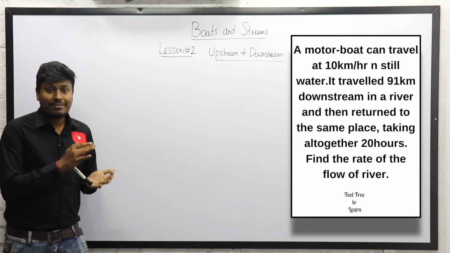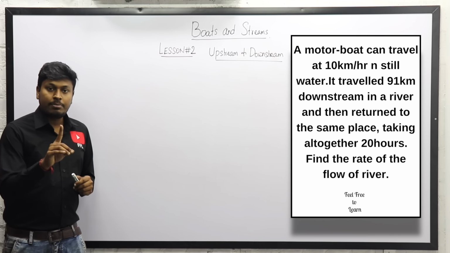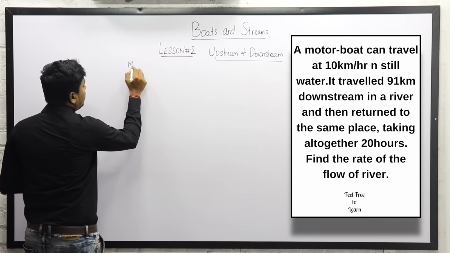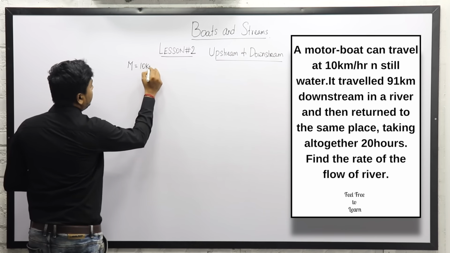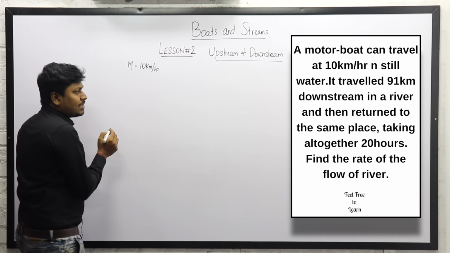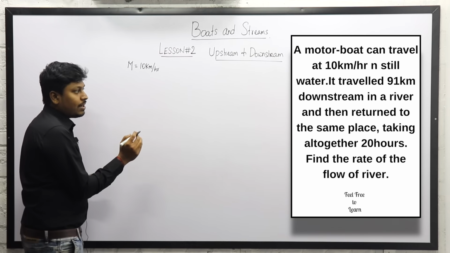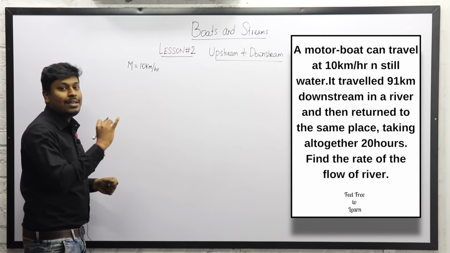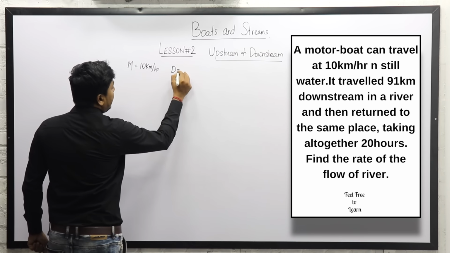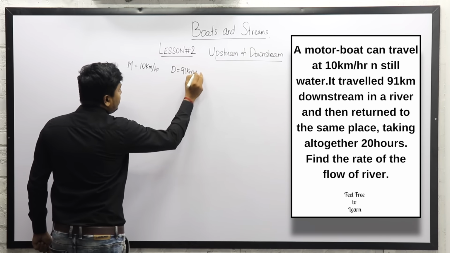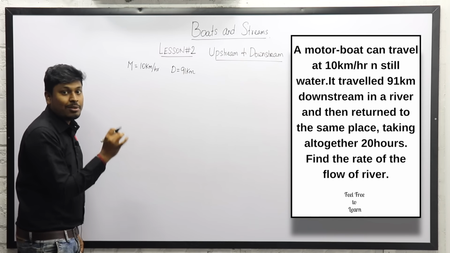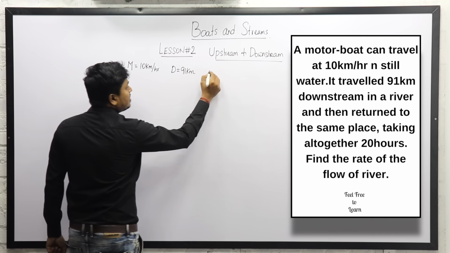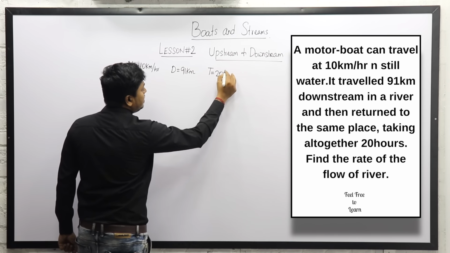So just see here, what are all the values they have given us. Initially, the motorboat speed is given, that is 10 km per hour. And it traveled 91 km downstream in a river and returned to the same place, so the total distance is also given, that is 91 km. And also the time taken by the motorboat to go upstream as well as downstream is 20 hours. So time is also given, which is 20 hours.